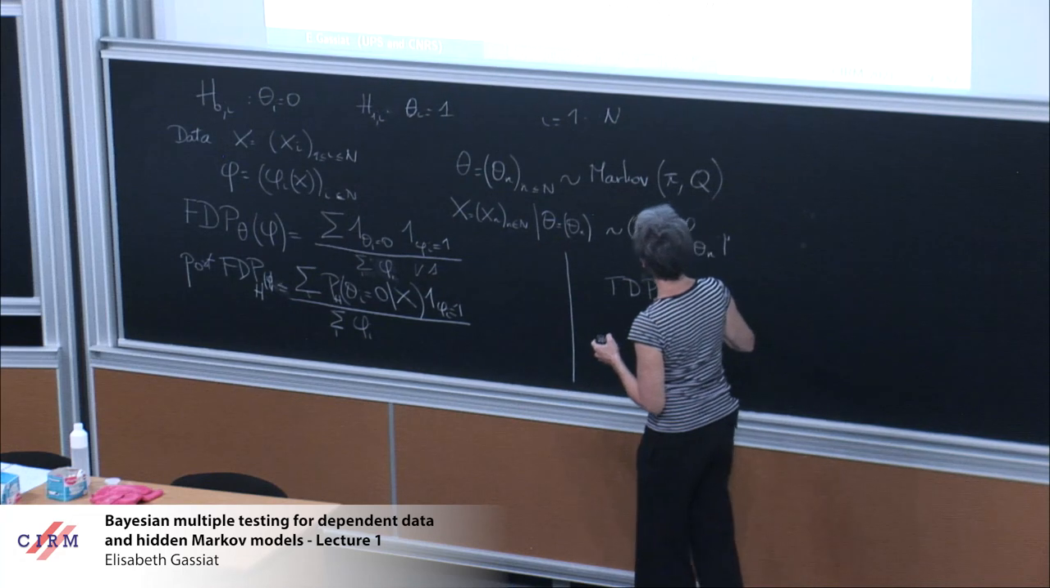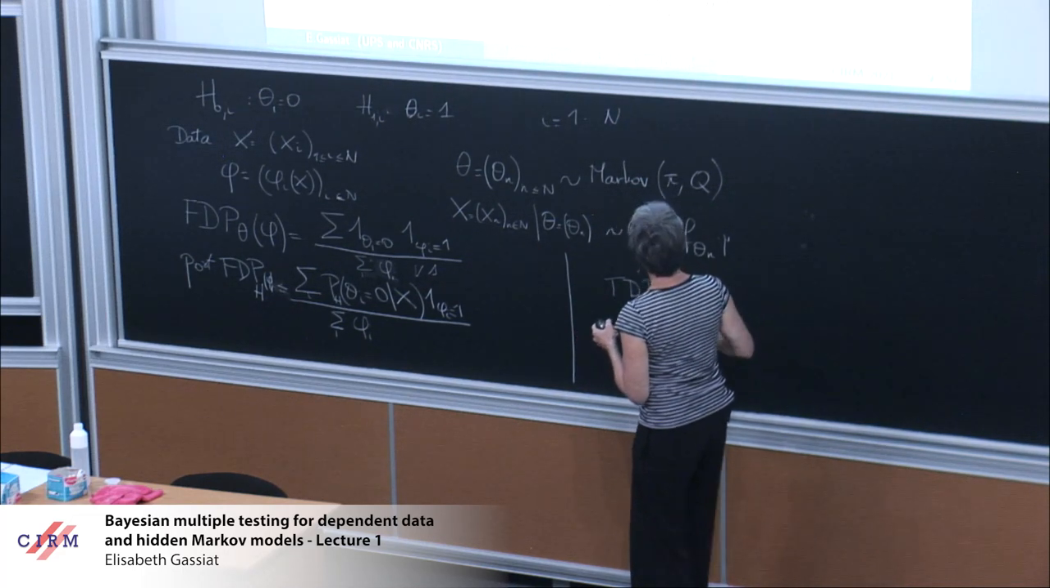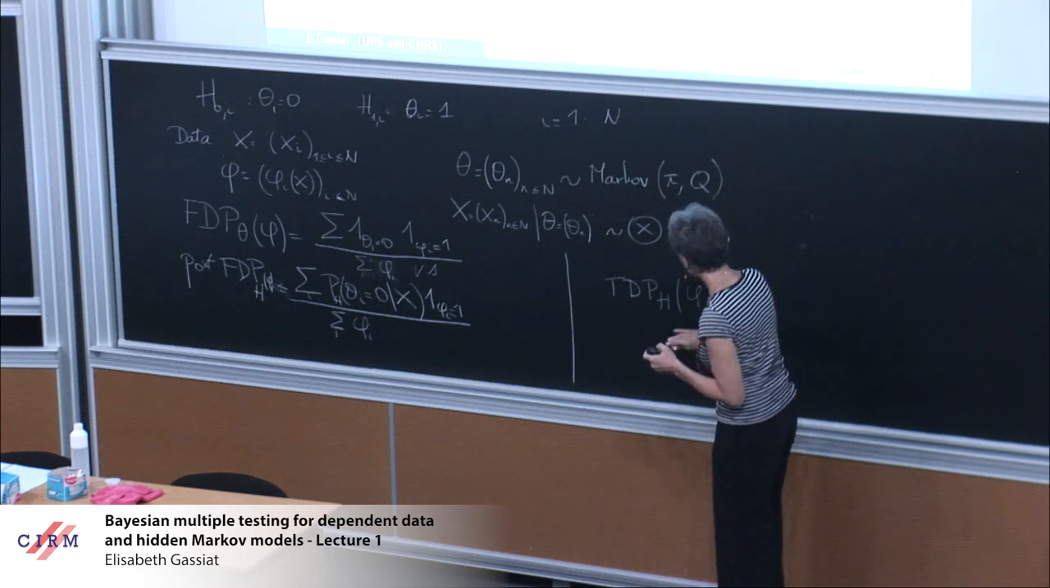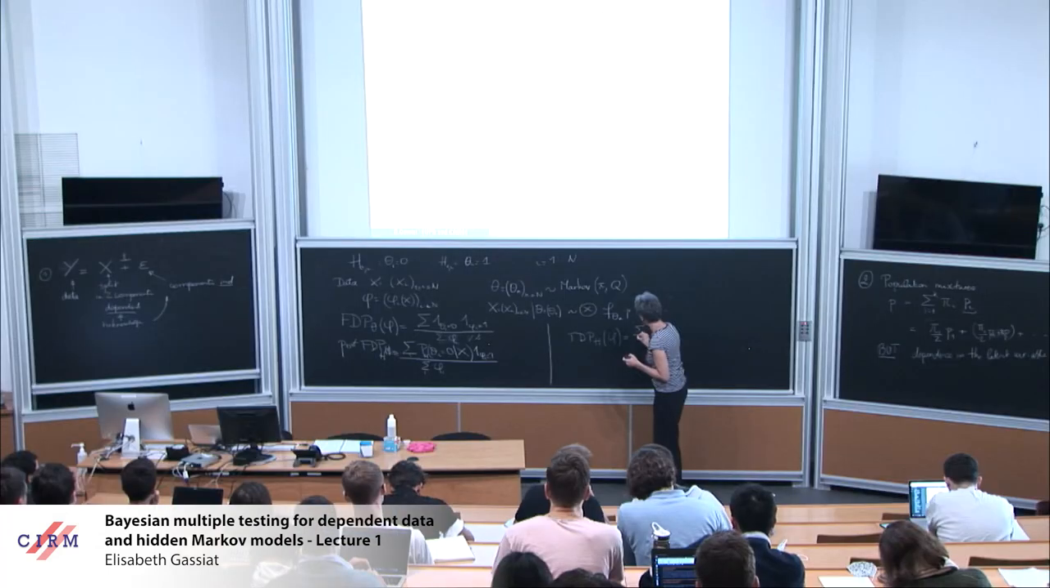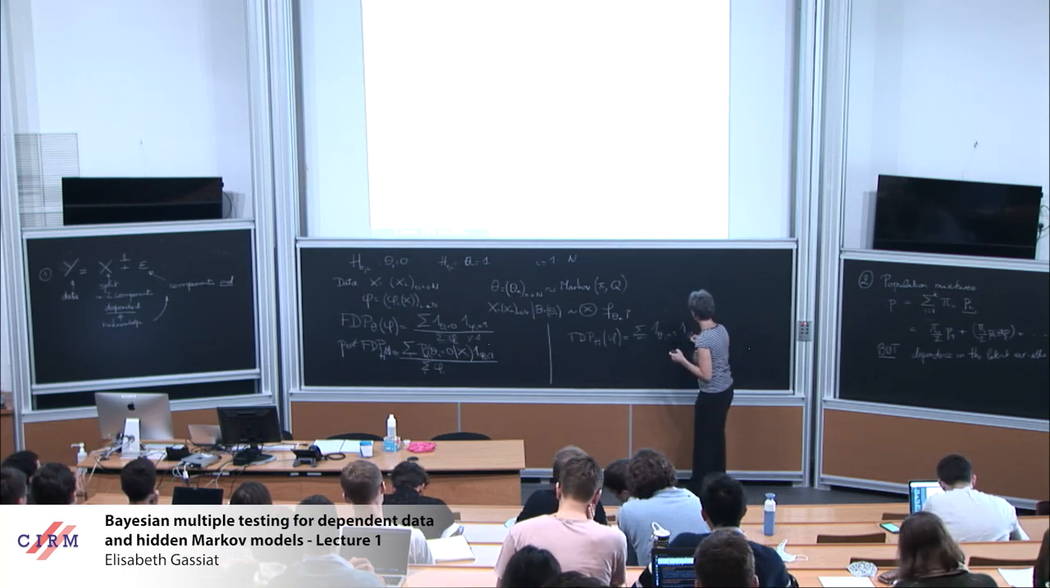In which you count the true discoveries divided by the number of true alternatives.